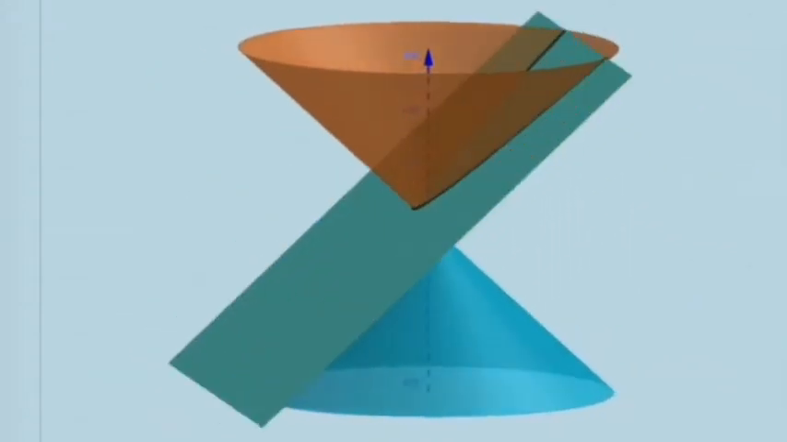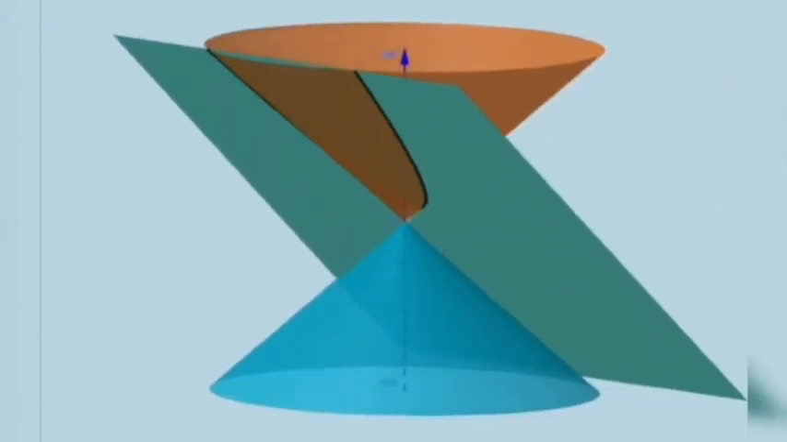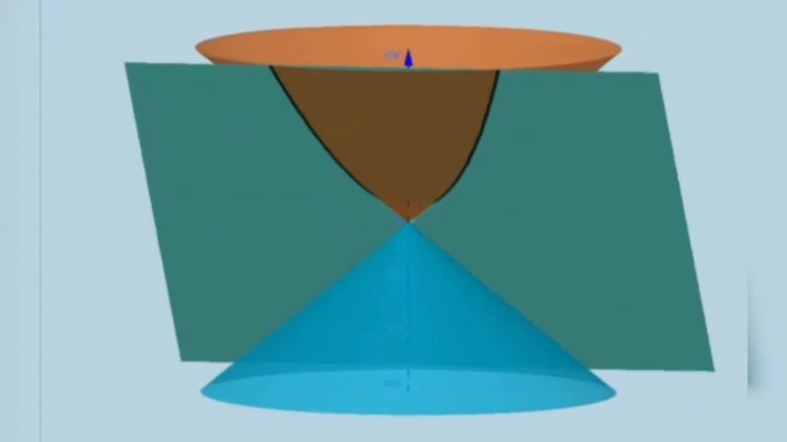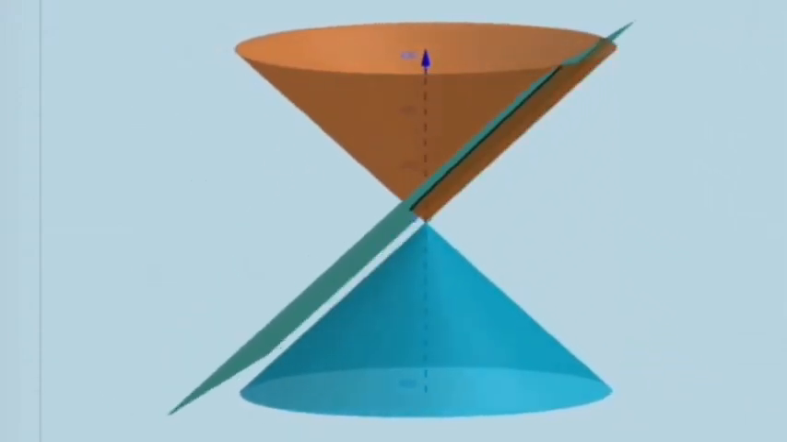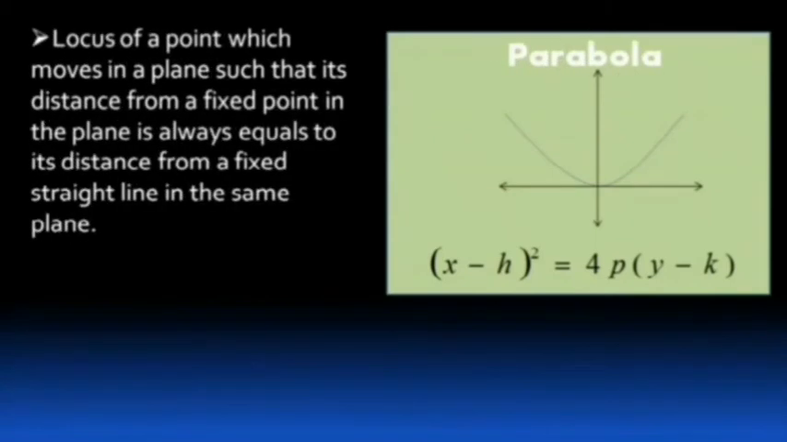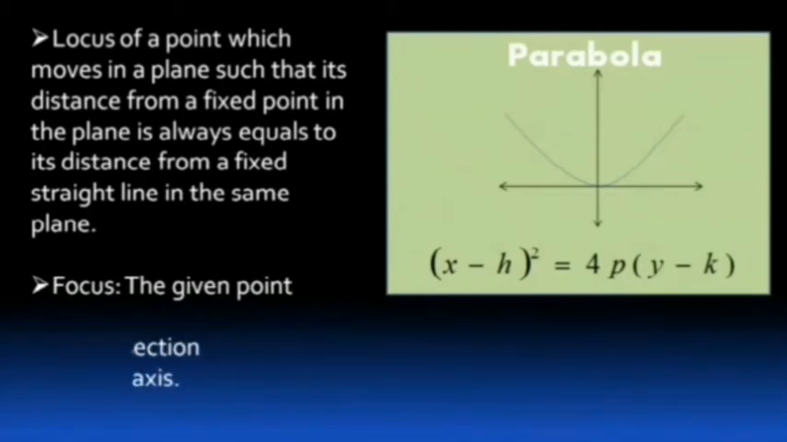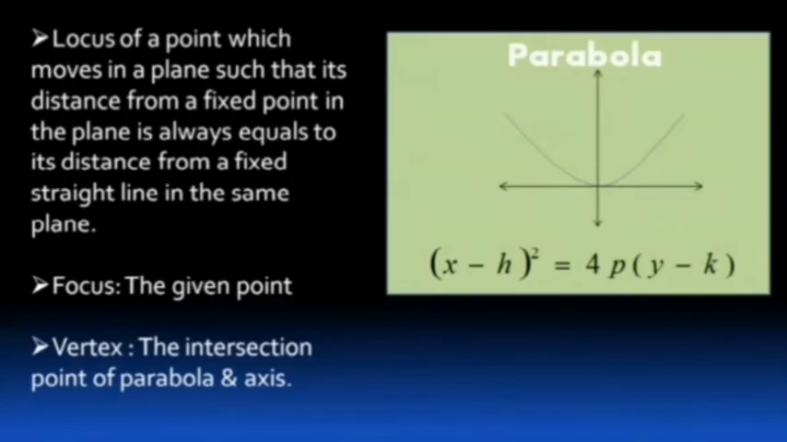When the plane cuts the cone parallel to the side of the cone, a parabola is formed. Or if the plane is parallel to the generating line, the conic section is a parabola. A parabola is the locus of a point which moves in a plane such that its distance from a fixed point in the plane is always equal to its distance from a fixed straight line in the same plane. The given point is focus. The intersection point of parabola and axis is called vertex.